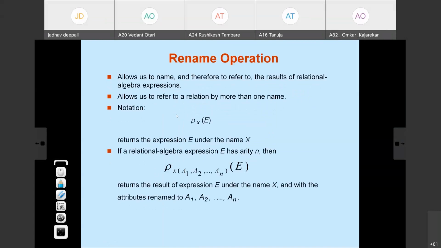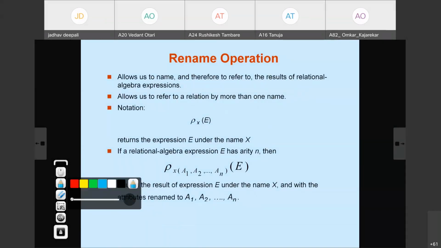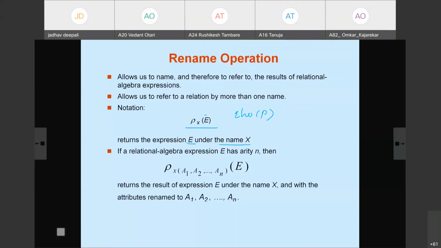The notation used here is the Greek letter rho. It is like a P. It is used to rename the resulting relation, or any simple relation also, you can rename. It returns the expression E, whatever the expression E, under the name X.